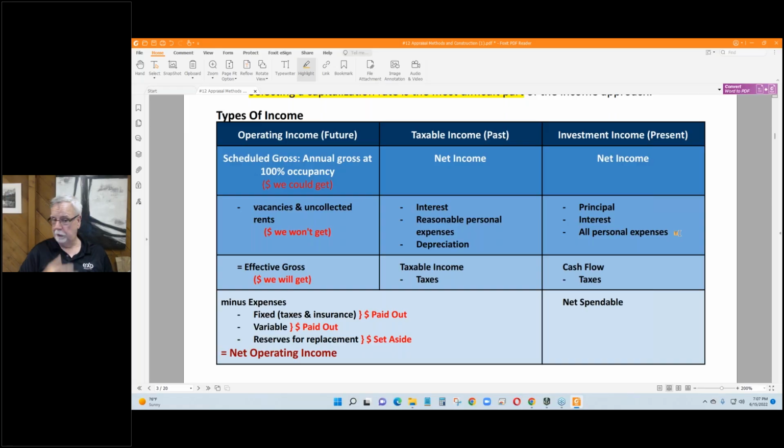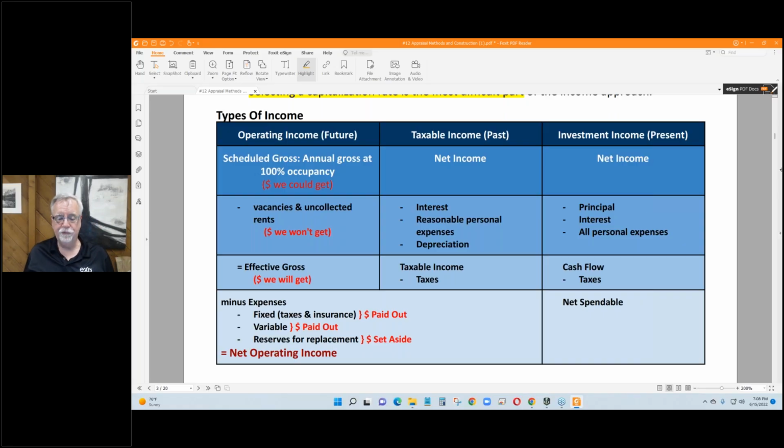So let's say we have a 50-unit apartment building and we were appraising it. We would start with what's called scheduled gross. Scheduled gross would be if all 50 units were always rented 100% of the time and everybody paid their rent on time, what would that be? Those are the dollars that we could get. However, we know it's not always going to be rented and not everybody's going to pay their rent on time. So we would then subtract a factor for vacancies and uncollected rents. Those are the dollars we won't get. If we took the dollars we could get and subtracted the dollars we won't get, we're going to end up with the dollars we will get. And that's called effective gross.